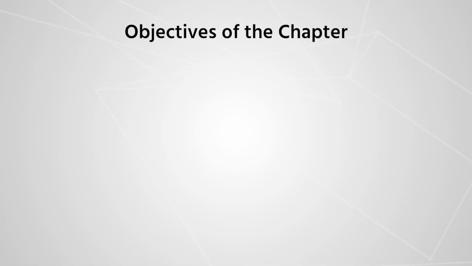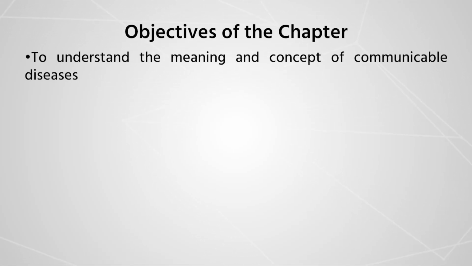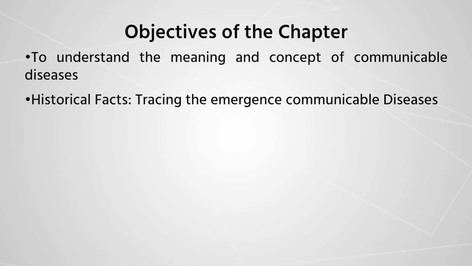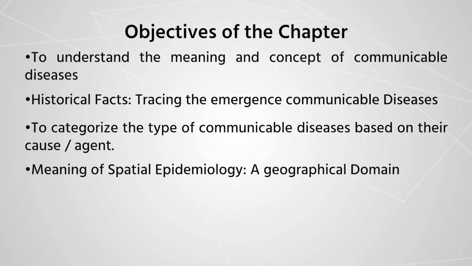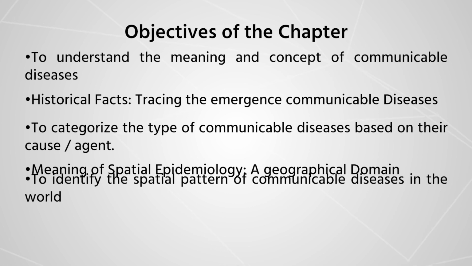The objectives of this module are to understand the meaning and concept of communicable disease. We would also be examining historical facts by tracing the emergence of communicable diseases in the world. Also, to categorize the type of communicable diseases based on their cause and agent. We will learn the meaning of spatial epidemiology. The module would also identify the spatial trends and patterns of communicable diseases in the world.